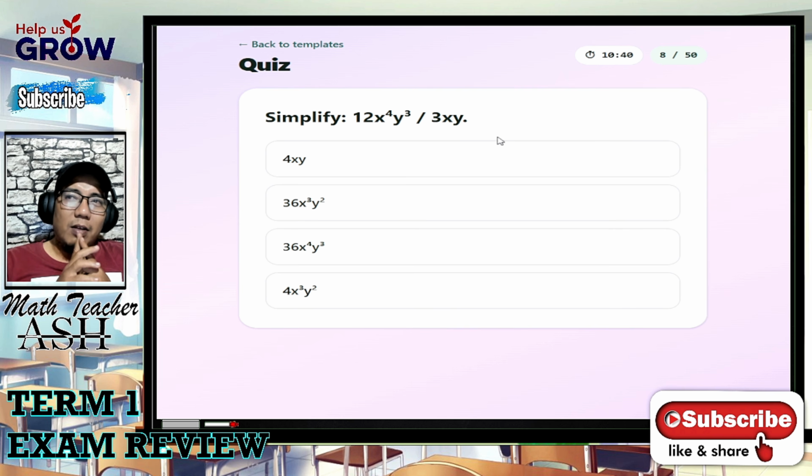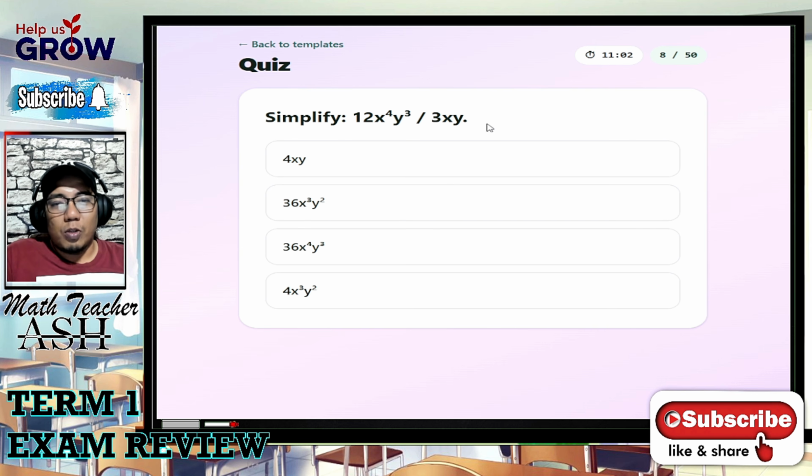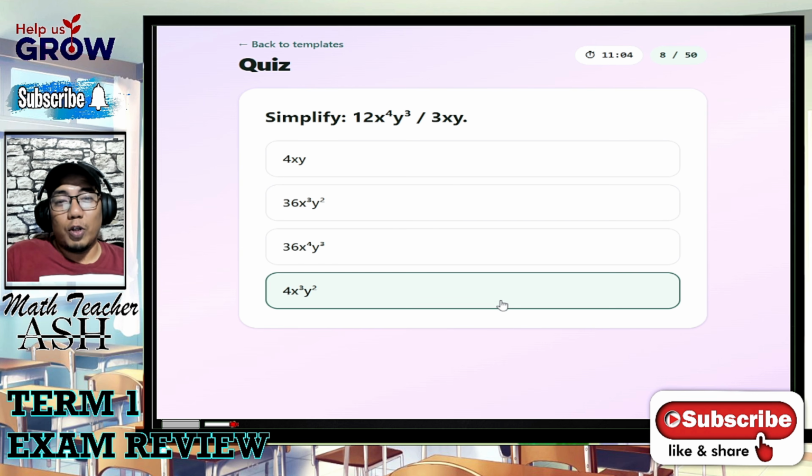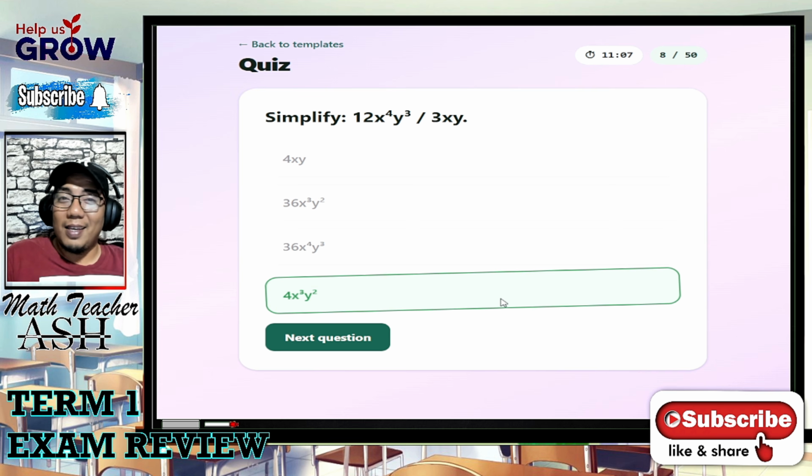Okay, now how about the variables? When you divide variables with the same literal coefficient, you just subtract the exponents. If you cannot see any exponent in the given variable, that means there is an invisible power of 1. So that means 4 minus 1, 3 minus 1, which gives you x cubed y squared. Therefore, the correct answer would be the fourth option. Let's check whether we are correct. Easy, right? So now let us go to the next question.